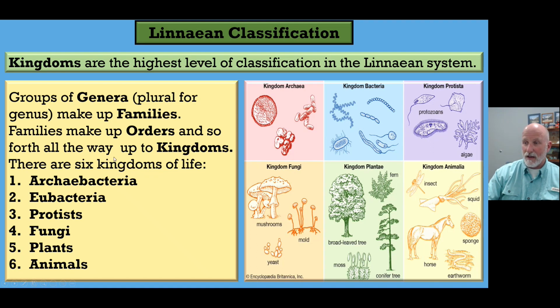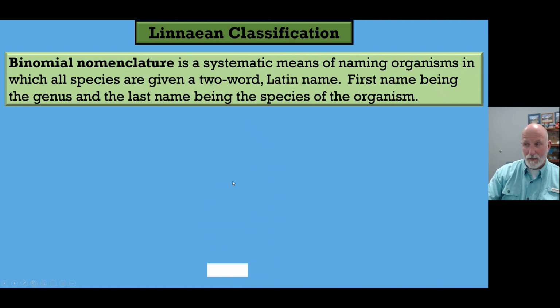The technical names of them: when you talk genus of animals, you talk genera. That's a plural term for it. We talk families, we talk orders, and you talk kingdoms. I've just talked this. And then binomial nomenclature.